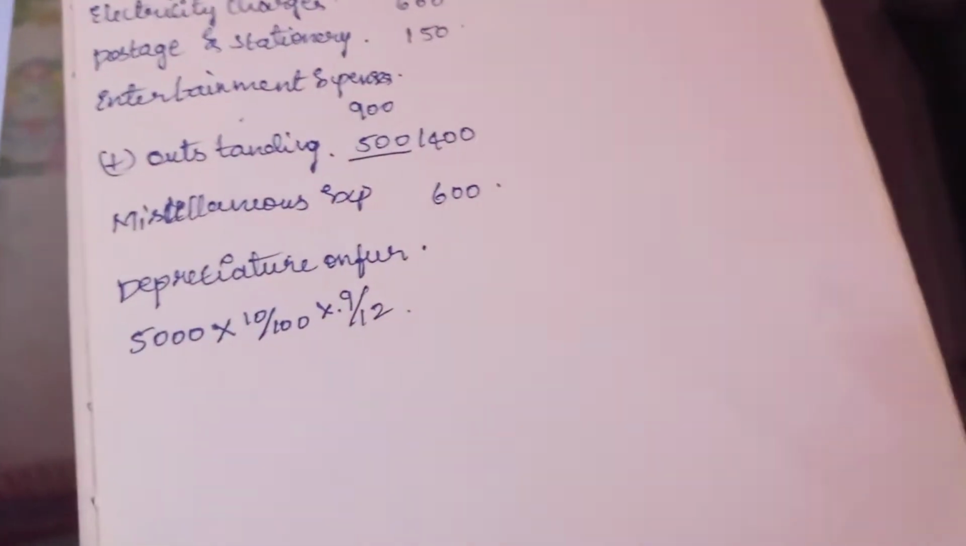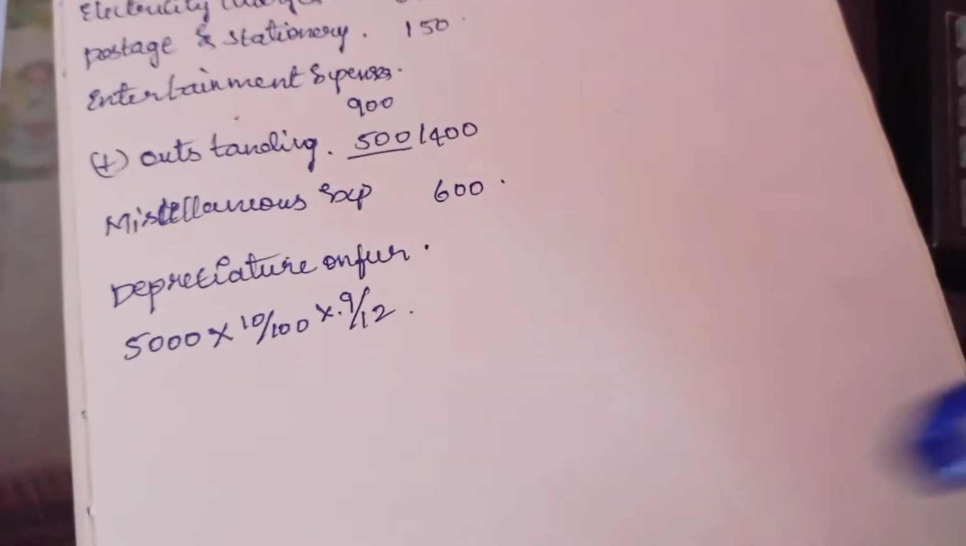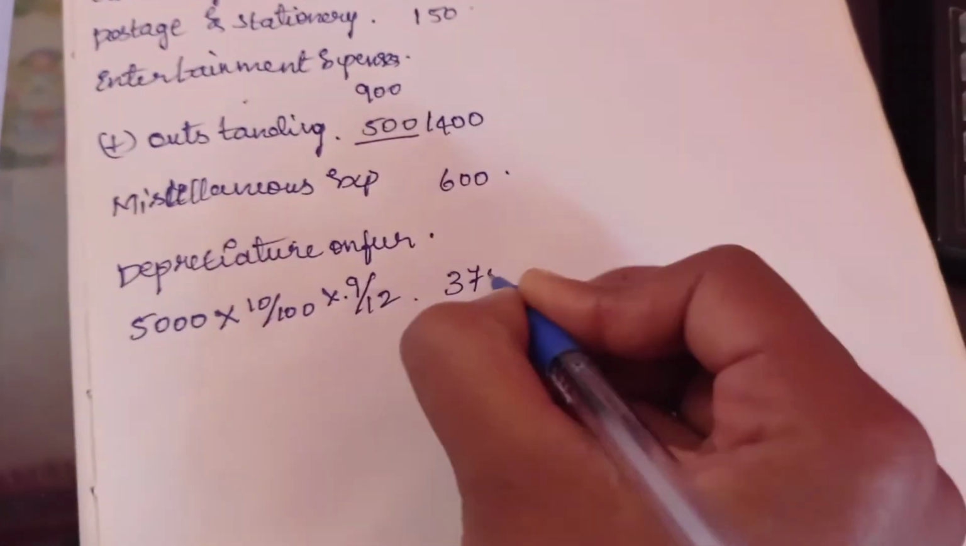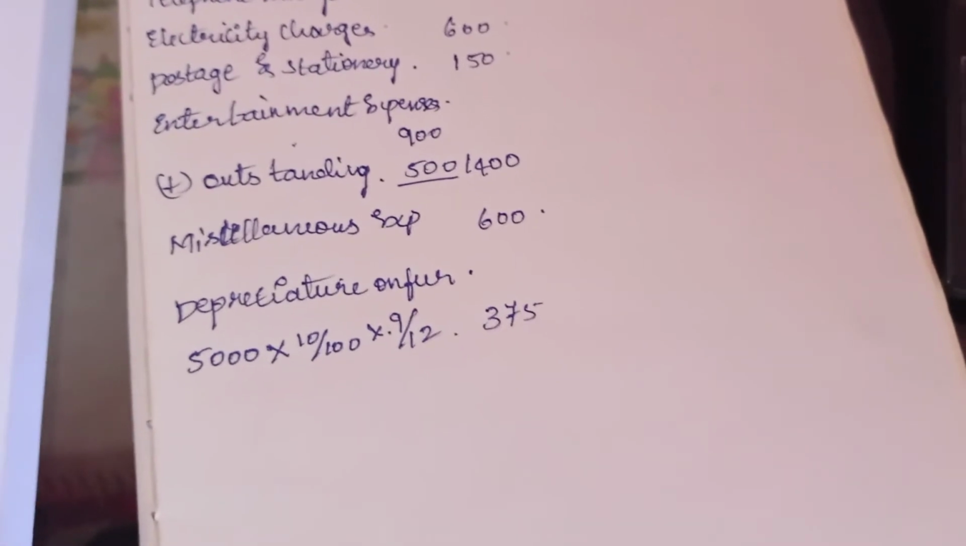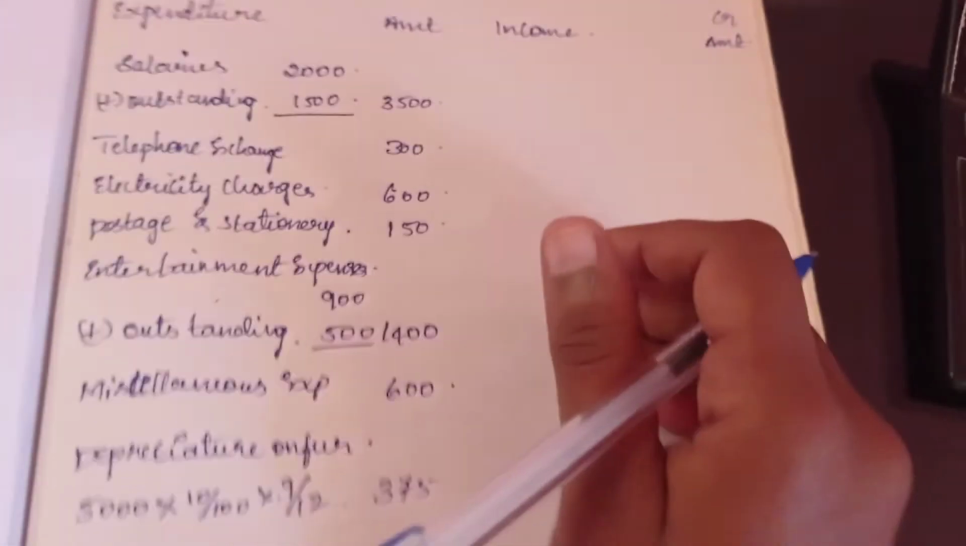9 by 12. So calculate 5,000 into 10 by 100 into 9 by 12. You will get 375. So take only 375 for the depreciation of furniture. So only these are the items under income. We have transferred it to the expenditure.